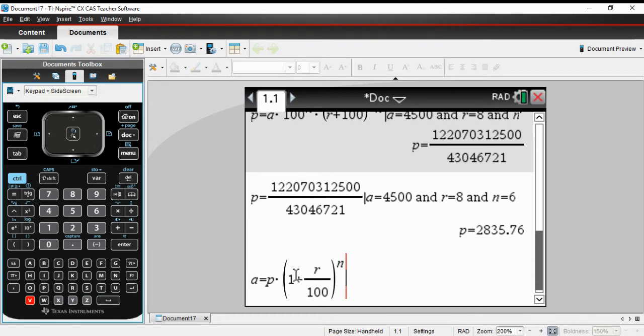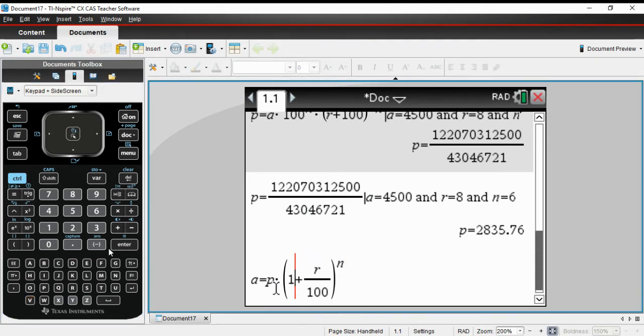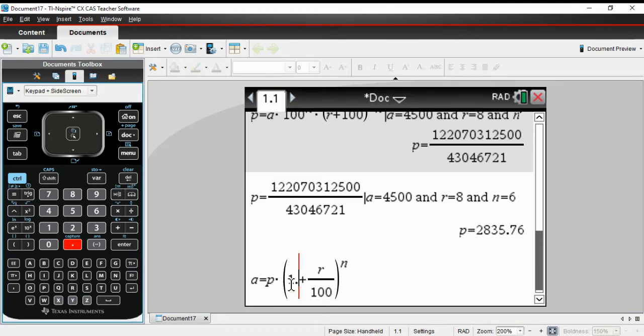Now the only difference I'm going to make is I'm going to put a full stop here after the number 1, and my full stop is here. So A equals P times 1 full stop plus R over 100 to the power of N. My reasoning for putting this full stop after either the 1 or the 100 means that it's automatically going to convert the answer to decimal form because there is a decimal number in there.